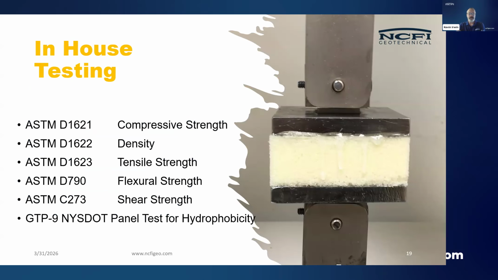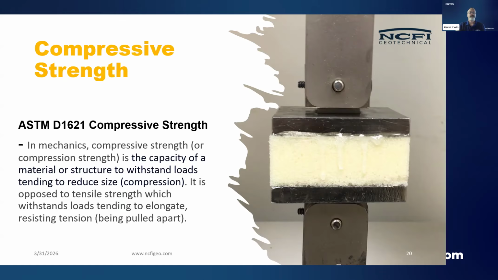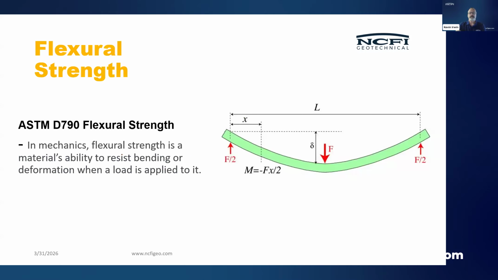We also do in-house testing. These are the ASTM tests for compressive strength, density, tensile, flexural, shear strength. And then at the bottom there, GTP9 test for hydrophobicity. It's kind of the de facto standard. There's not an ASTM test that I'm aware of for that. So industry standard is GTP9 to test for hydrophobicity.